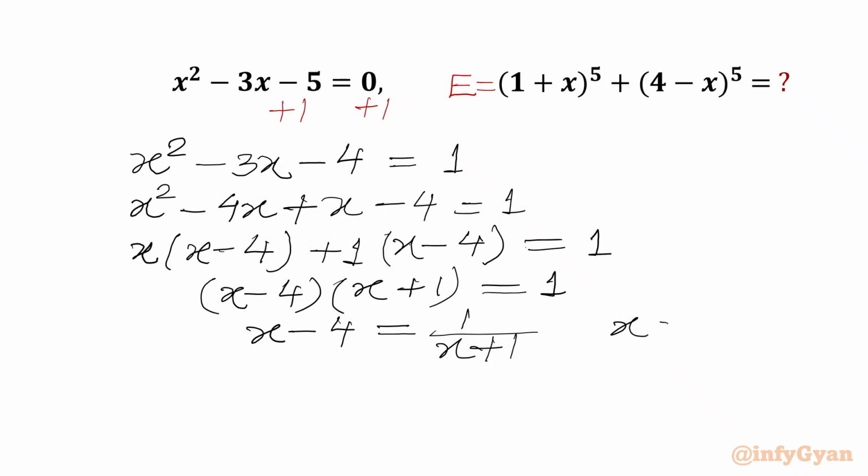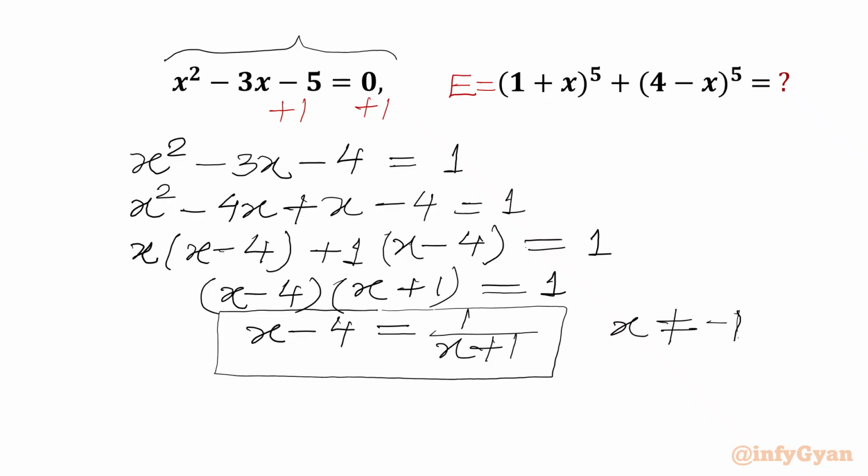Here x cannot be equal to -1 as it is not satisfying our quadratic equation. If I plug in x equal to -1, it will give us 1 + 3 - 5, which is not equal to 0. Now I will use this result x - 4 equal to 1 over x + 1.